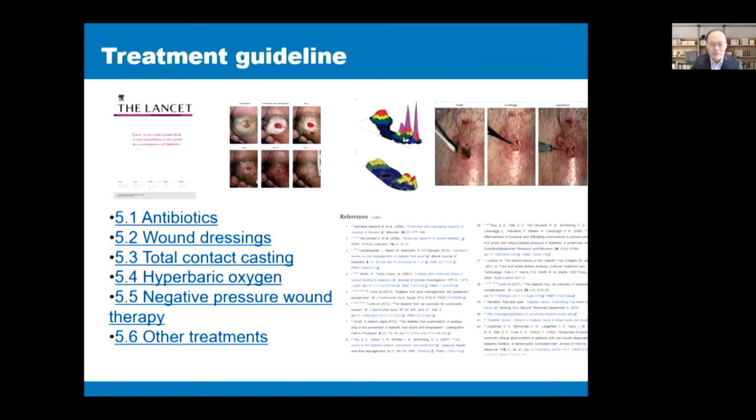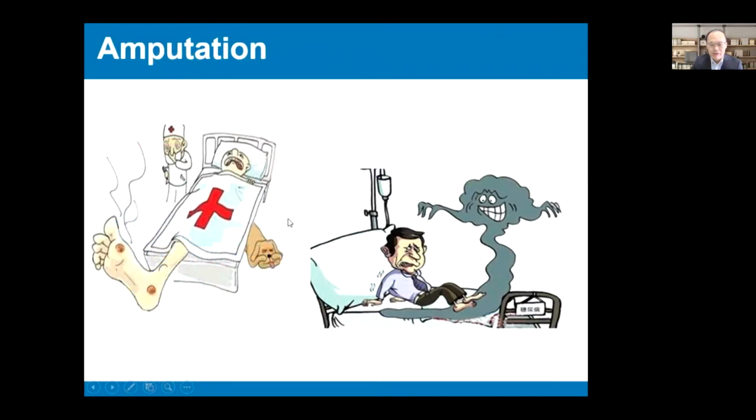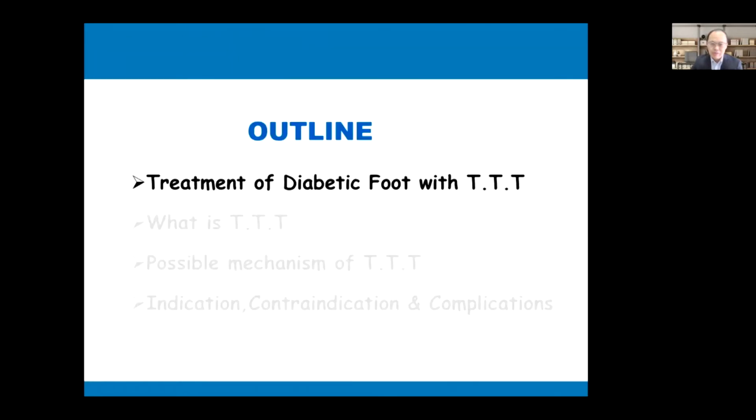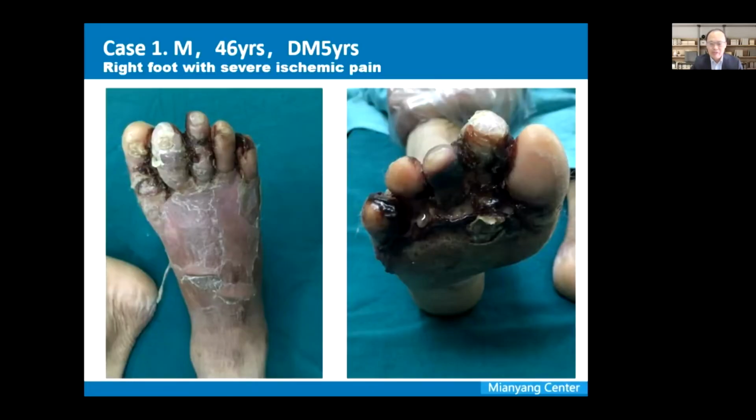What is the treatment guideline, as announced in The Lancet? We have a lot of methods for treatment, including antibiotics, wound dressing, total contact casting, hyperbaric oxygen, and negative pressure wound therapy, a lot of methods. And finally, some patients suffer amputation, which is terrible, like a ghost. So how about us? What is the method we discuss today? That means TTT. What is TTT? Later, I think you will know.